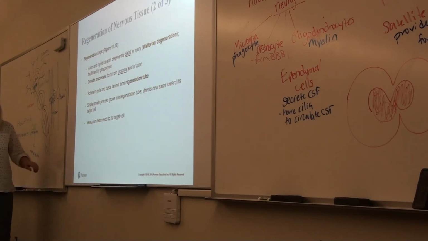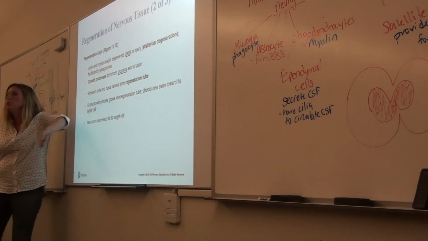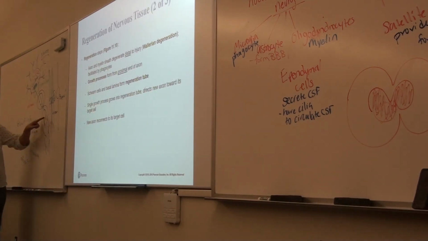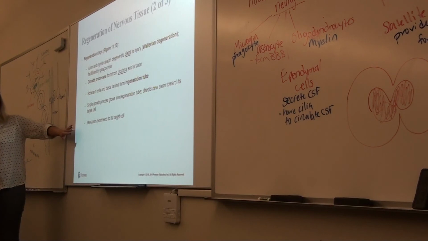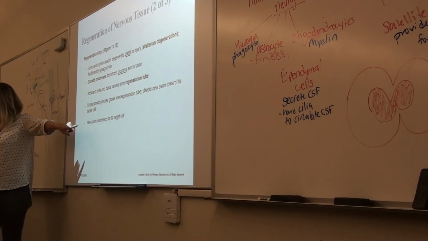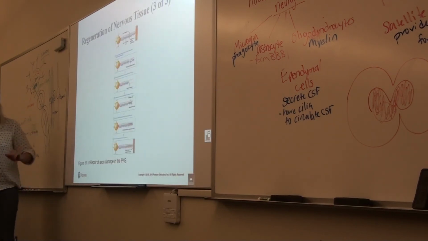It's very slow. It's called the regeneration tube, is what it is. This regeneration tube that gets laid down. And it's only going to happen if there's a certain amount of those neuroglial cells there. The new axon will eventually connect with its target cell where it needs to be.